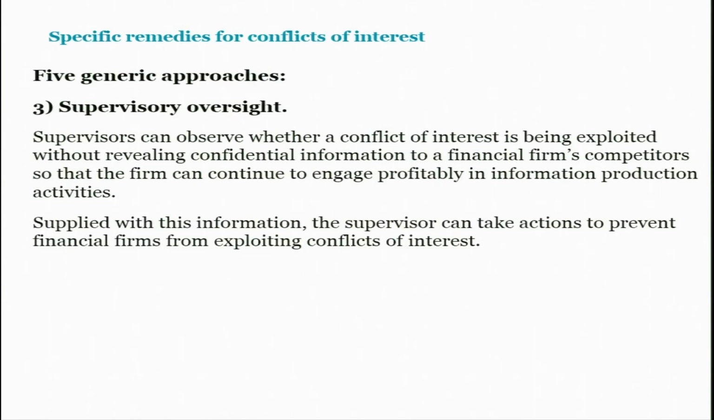And third one is supervisory oversight. That means the firms can appoint supervisors in their respective areas so that supervisors can observe whether a conflict of interest is being exploited without revealing confidential information to a financial firm's competitors, so that the firm can continue to engage profitably in information production activities. So, supplied with this information, the supervisors can take actions to prevent the financial firm from exploiting conflicts of interest.